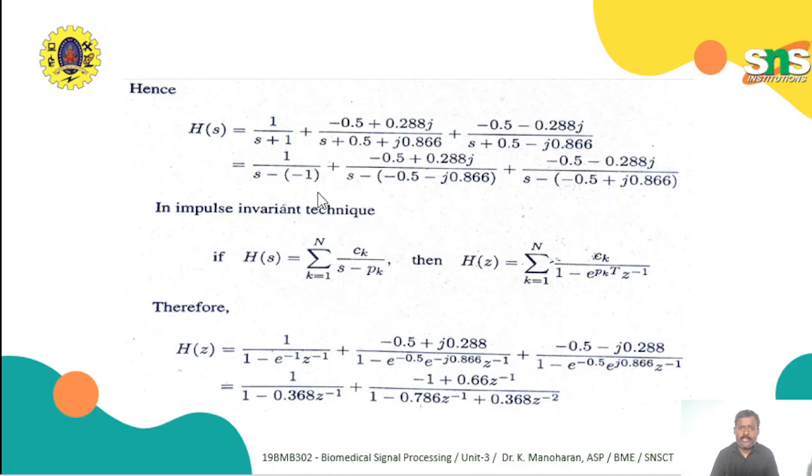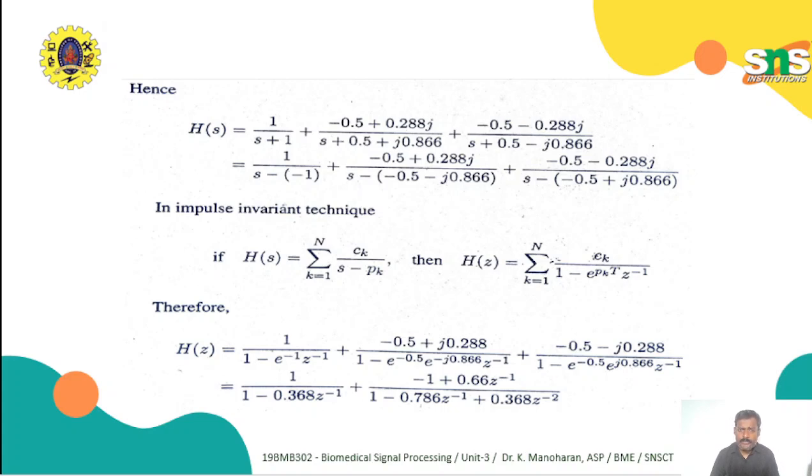So we have found the A, B, C values, just substitute them. H of s equals 1 divided by s plus 1, plus 0.5 plus 0.288j divided by s plus 0.5 plus j 0.866. Same thing for this also. Instead of plus, you need to put a minus, that is the complex conjugate. So minus 0.5 minus j 0.288 divided by s plus 0.5 minus j 0.866.